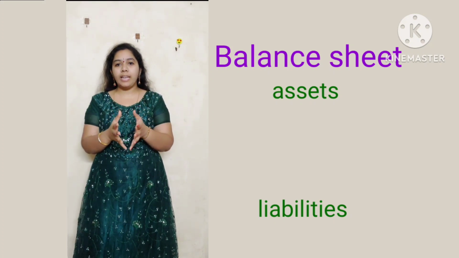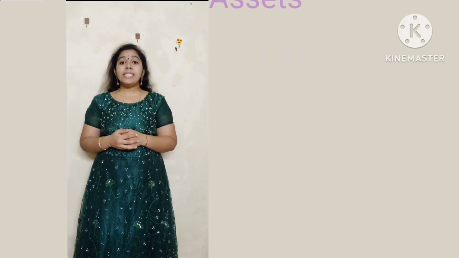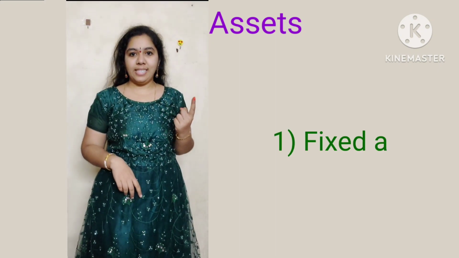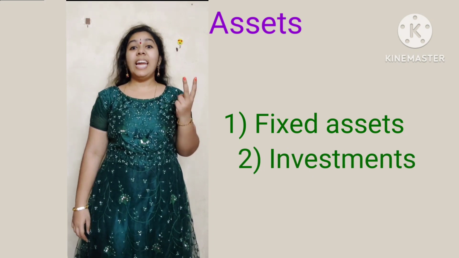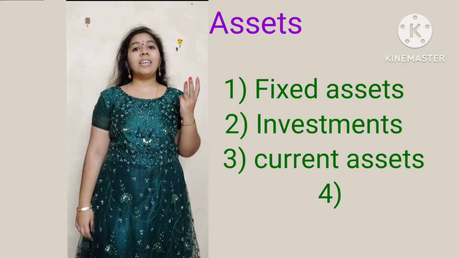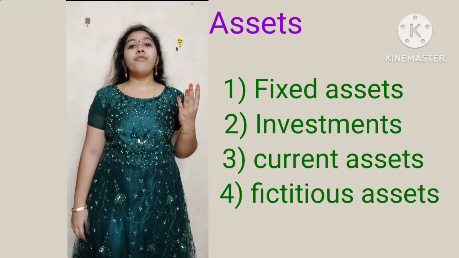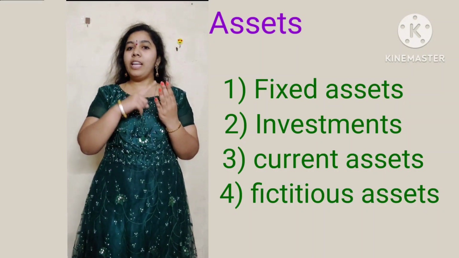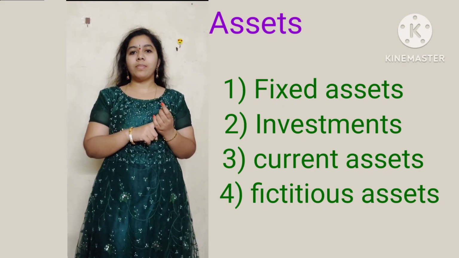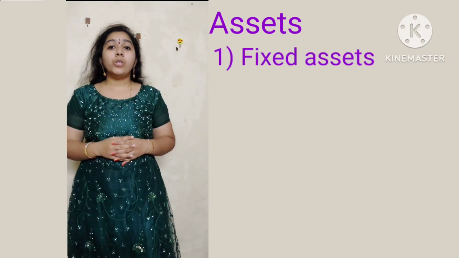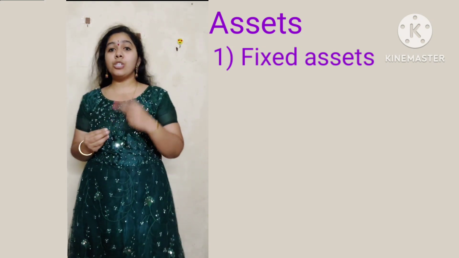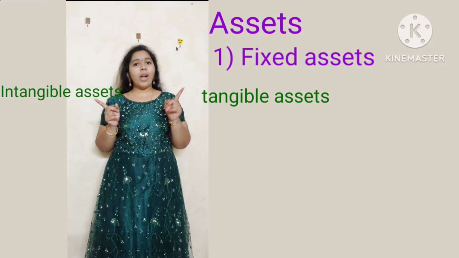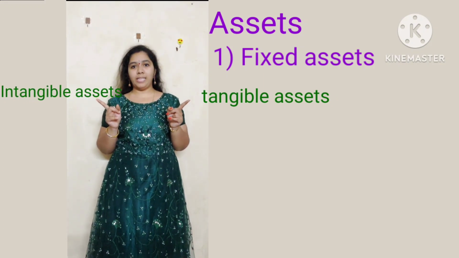What are the elements in assets? Assets are divided into four categories. First one, fixed assets. Second one, investments. Third one, current assets. And fourth one, fictitious assets. In these four, there are sub-elements. Let us discuss that. Fixed assets is subdivided into two categories, tangible and intangible assets. What are tangible assets? What are intangible assets?